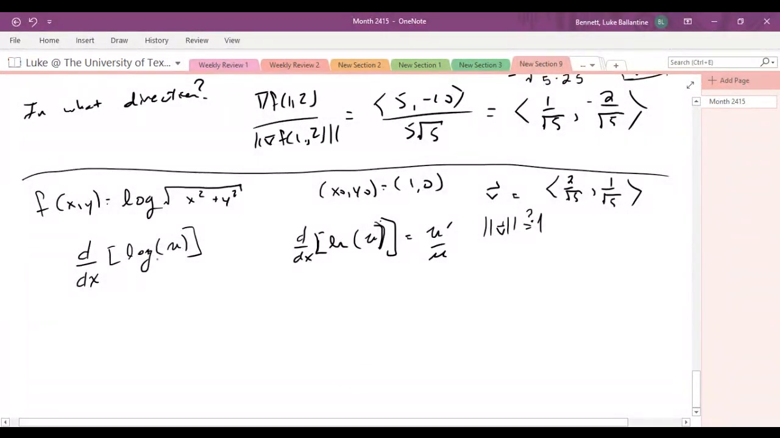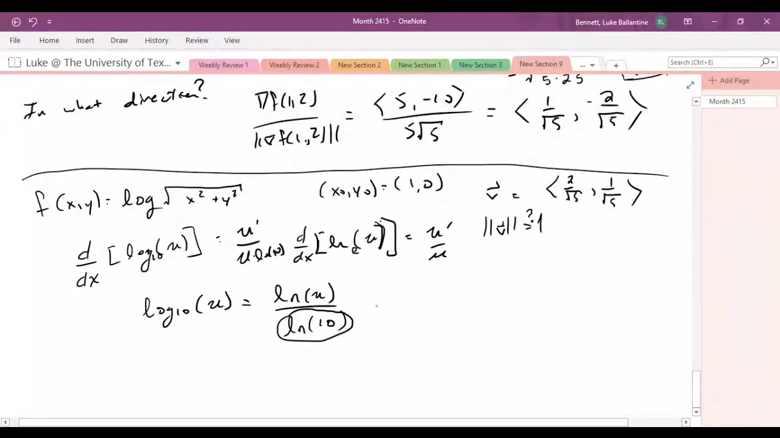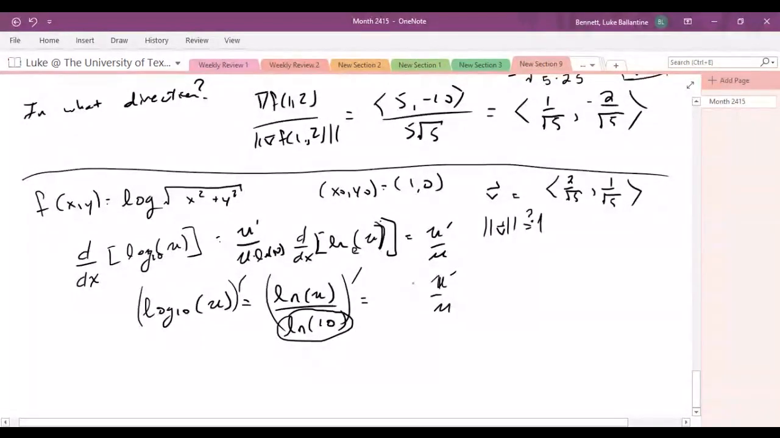But when you have a different base, this is base 10 versus base e, it just changes it by a scaling. I think it's u prime over u times ln of 10. Yeah, that makes sense because of the change of base formula. We know that log base 10 of u from algebra is equal to the ln of u divided by the ln of 10. Well, this is just a constant, so that can hang out front.